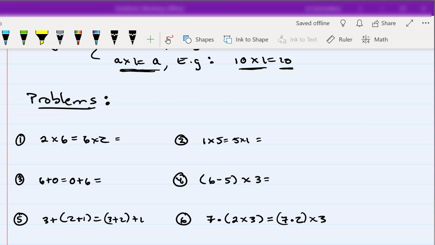Let us look at some problems. If I have 2 times 6, that's the same as saying 6 times 2. That's the commutative property of multiplication. And the answer is just 12. 1 times 5 is the same as 5 times 1. Here we're employing the identity property of multiplication as well as the commutative property. 6 plus 0 is 0 plus 6, which is just 6. 6 minus 5 is just 1 times 3, which is just 3.